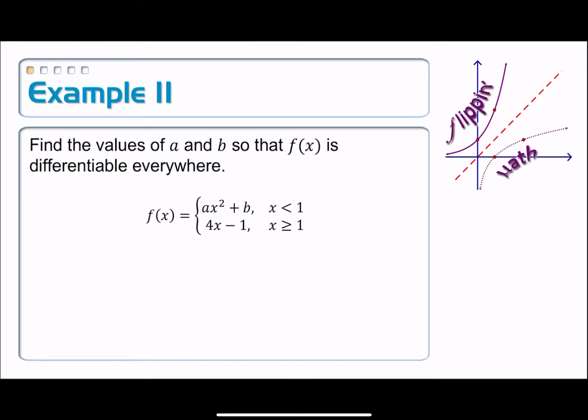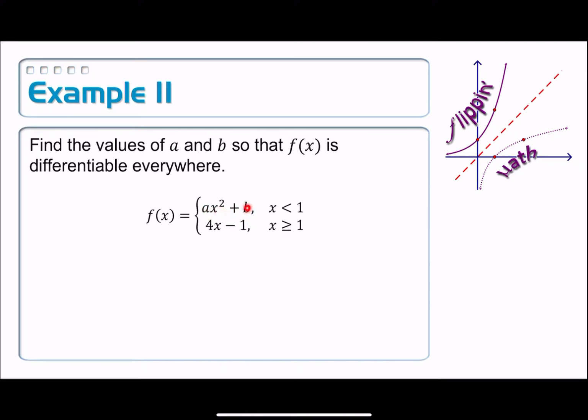For our final example of objective 2, which is all about where a function could be differentiable, where derivatives fail to exist, find the values of a and b so that f of x is differentiable everywhere. And we have ourselves a piecewise function. So for this particular piecewise function, we've got a parabola up here. We've got this a and b that we're trying to figure out what they are.